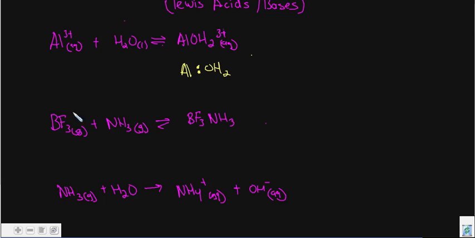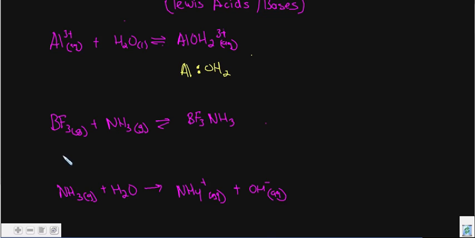So this is BF3, boron with 3 fluorines, and it's going to combine with ammonia gas. So these two gases right here make this product right here. So the question is, which one of these is going to be the Lewis acid, and which one is going to be the Lewis base? Okay, so let's take a look.